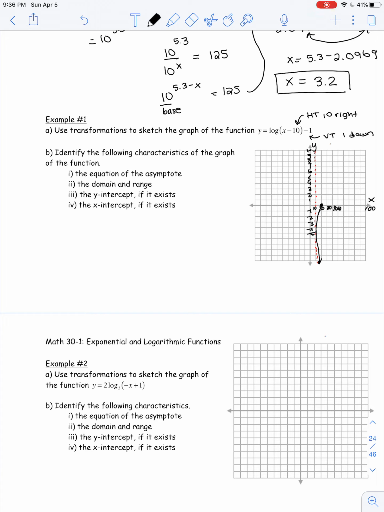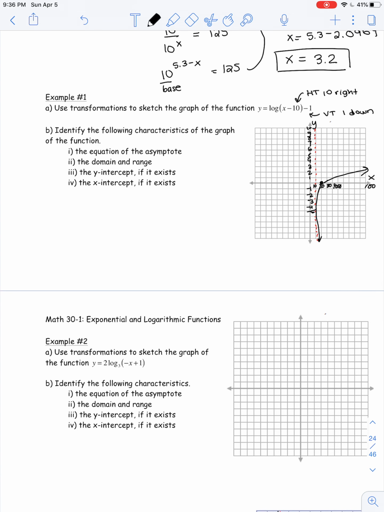So we can always go to the table of values to get a better image of it, if need be. And then just again, going the other way. Okay, so something like that. Okay, so the equation of the asymptote, we have a vertical asymptote, because it's a vertical line, at x equals positive 10.